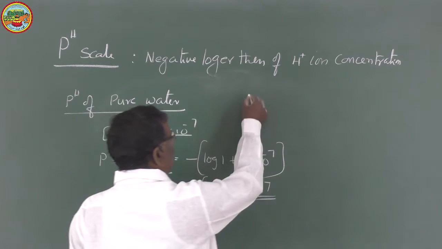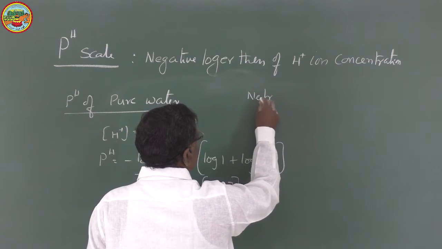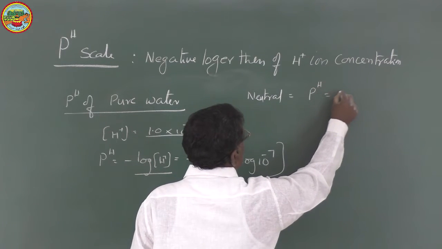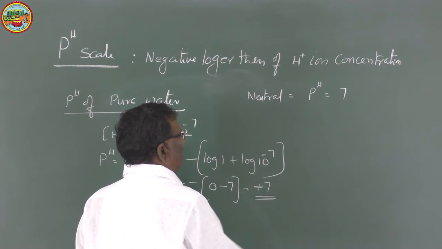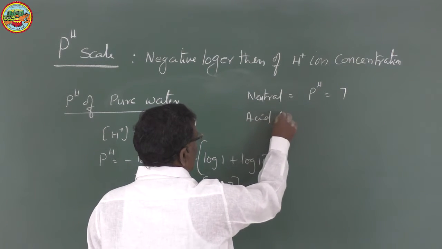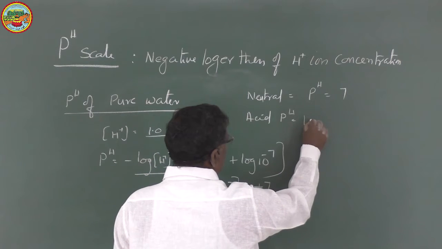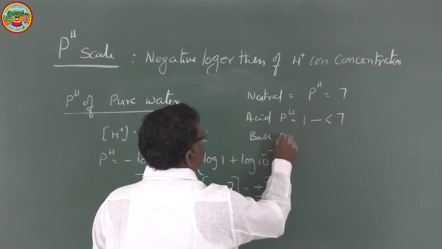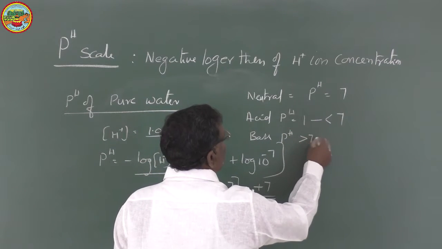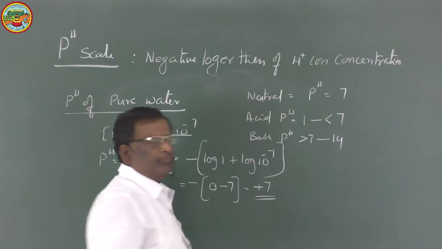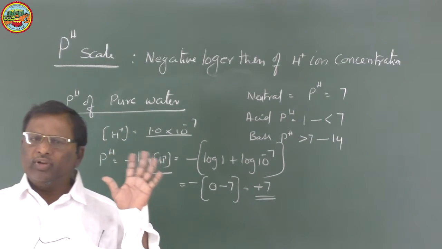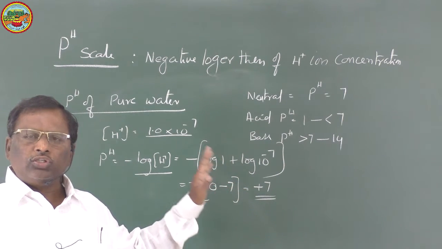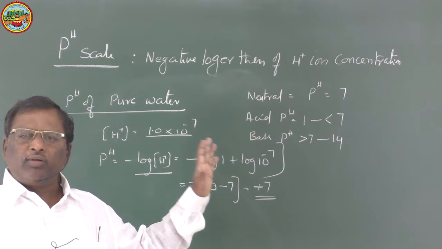That means for neutral solutions, pH will be 7. For acids, pH is 1 to less than 7. For bases, pH is greater than 7 to 14. And this scale is applicable only for aqueous solutions whose concentrations are less than 1 mole.